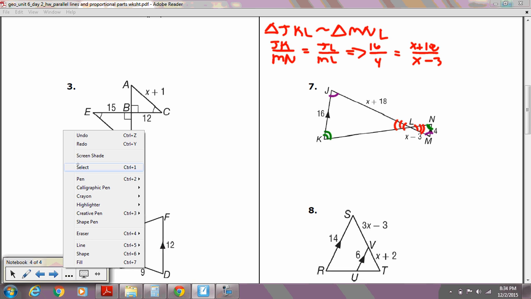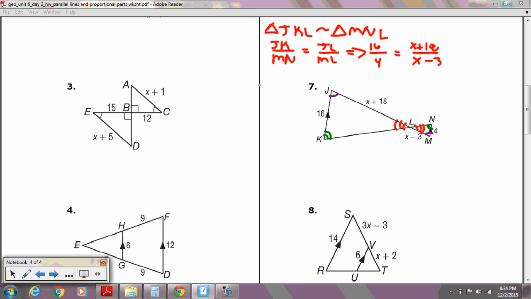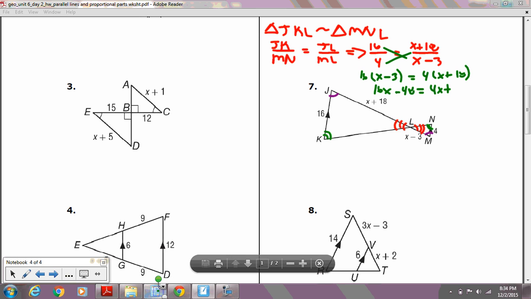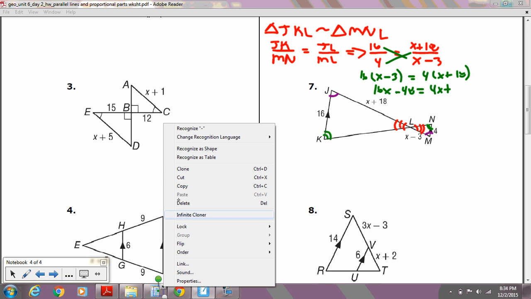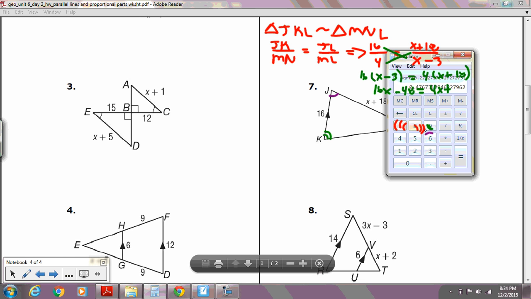So now we need to cross multiply to find x. So that's 16 times x minus 3, set equal to 4 times x plus 18. Distribute: 16x minus 48 is equal to 4x plus, handy dandy calculator, what am I multiplying? 4 and 18. 72.